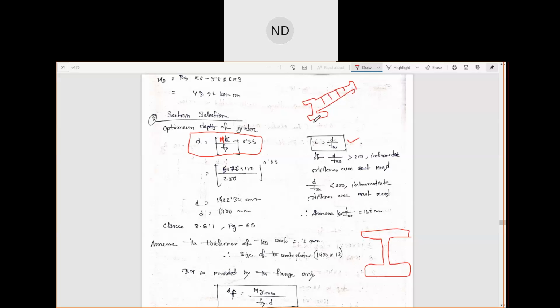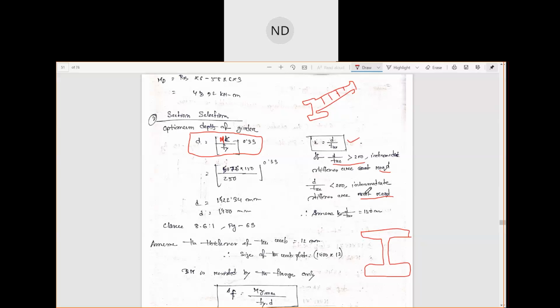But these stiffeners, whether you need to provide them or not, is decided by this. If your d by tw is greater than 200, intermediate stiffeners are required. And if your d by tw is less than 200, intermediate stiffeners are not required. Now, for this question, since we are designing, we will assume that our plate girder has no stiffeners. We are not going to use any stiffeners.